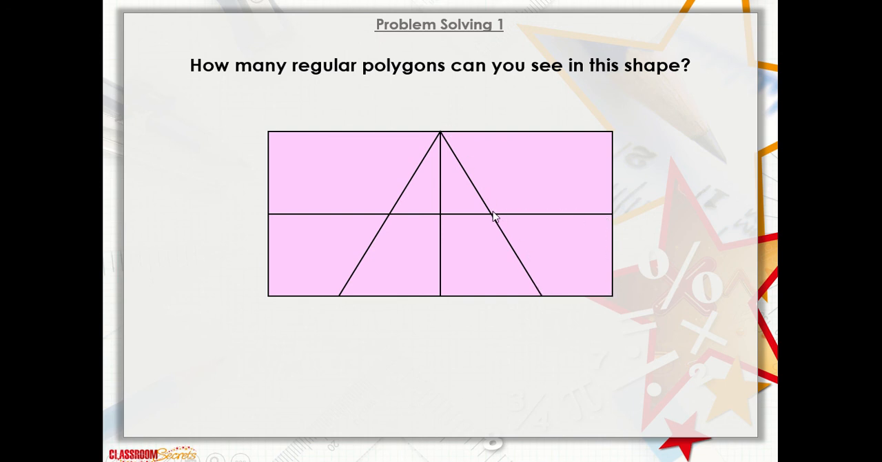But how many of those are regular polygons? Just pause this video and have a careful look at that and see what you come up with.